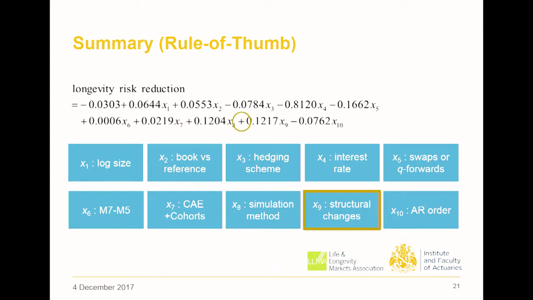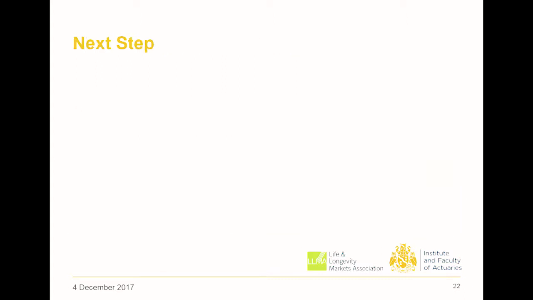Including structural changes increases the risk reduction because the two populations would move more consistently if they are both influenced significantly by the same factor. And lastly, the higher the autoregressive order, the slower the convergence of the time series process in the book minus reference component, the more the mismatching, the lower the risk reduction. We hope that this project work, both phase 1 and phase 2, will encourage a step change in the ability to assess longevity basis risk.